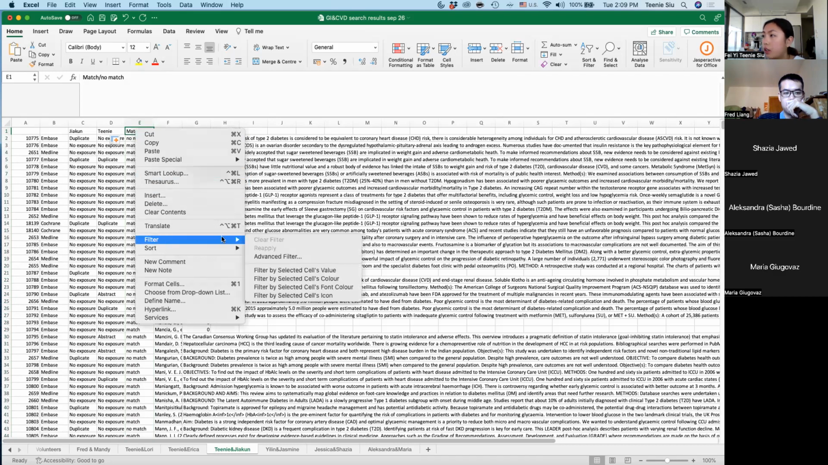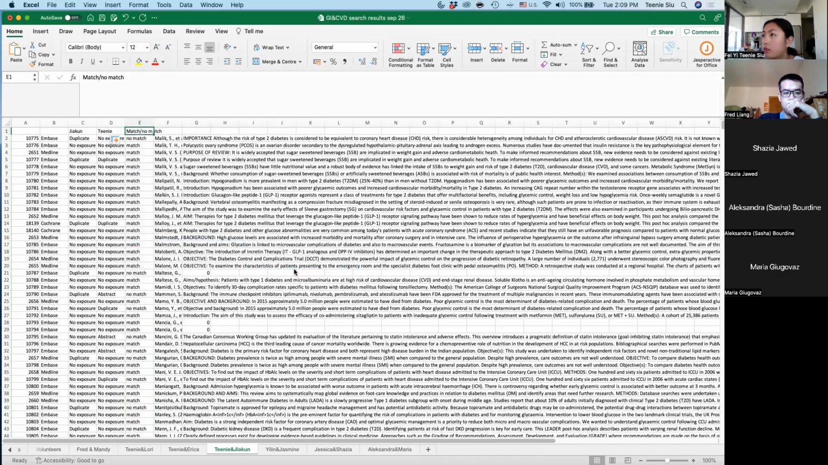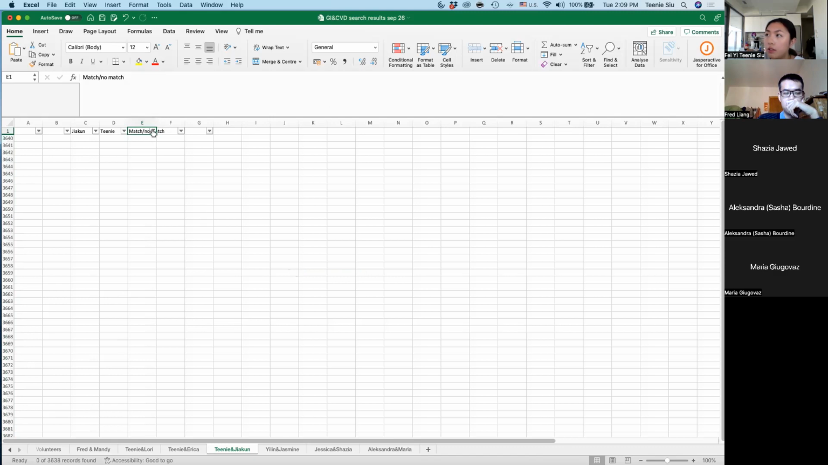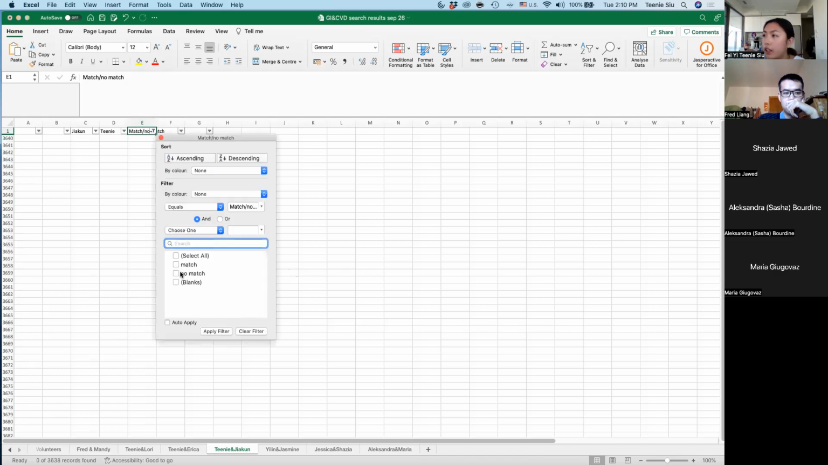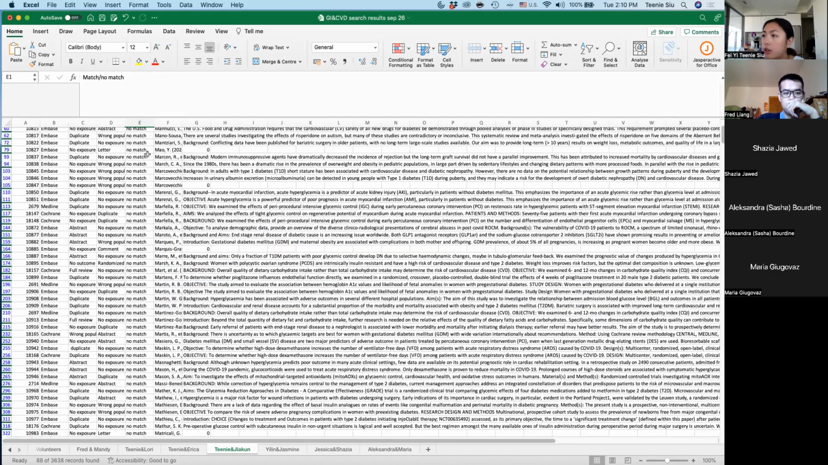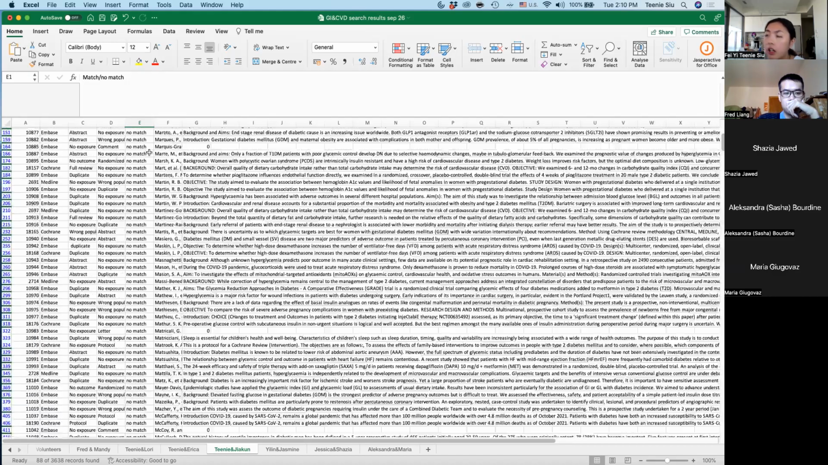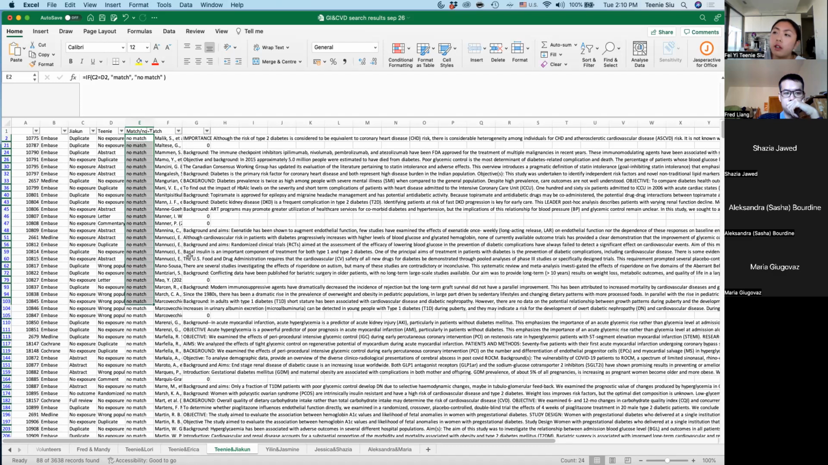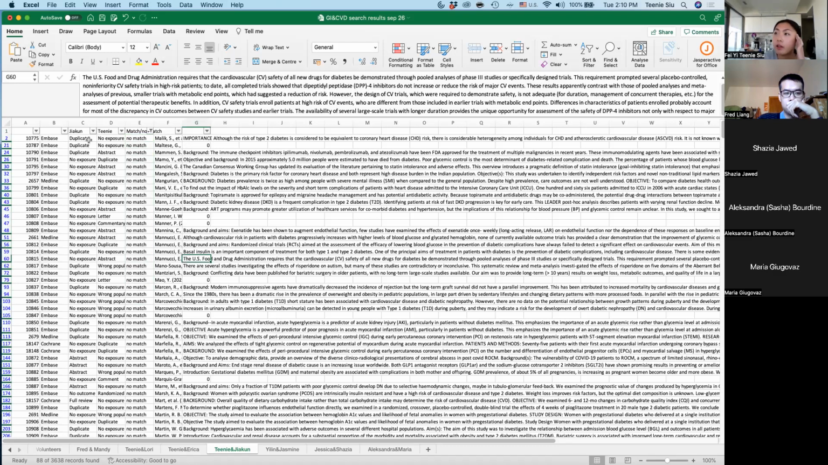So, filter. Okay, so filter, I'm gonna click no match only, apply filter. And then you'll see the ones that you didn't match on. And then those are the ones you wanna compare with your partner.